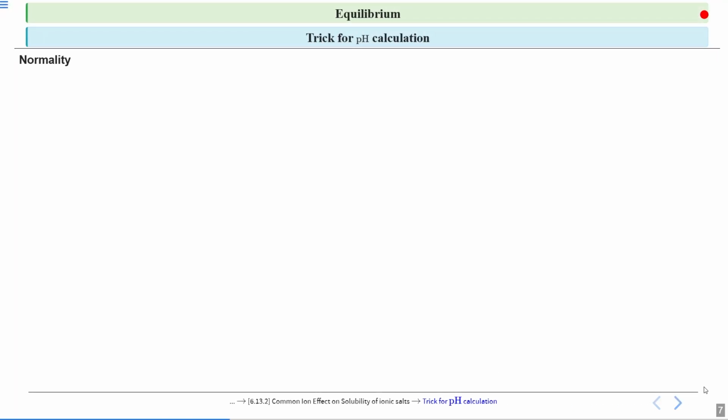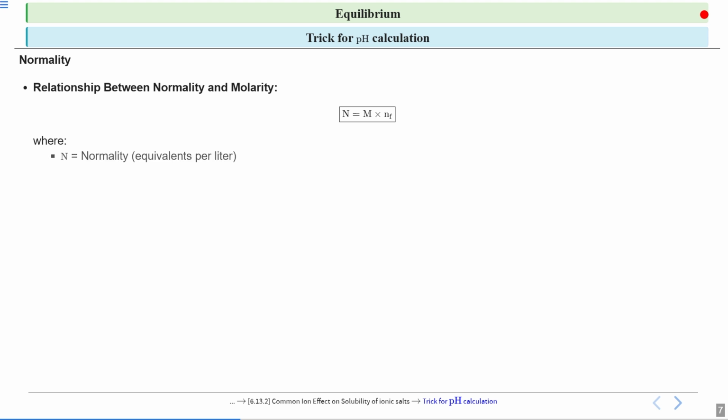Now, if you are well aware of this n factor, then we can put forward the formula of normality. It's very simple. It is in terms of molarity and given by N equals M multiplied by NF. So if you are trying to calculate the normality of a given solution, which is acid-base type, first you will calculate what? M, where M is your molarity and N is your normality, which is equivalents per liter, and finally we have this NF, which is your n factor. So this is the number of equivalents per mole.